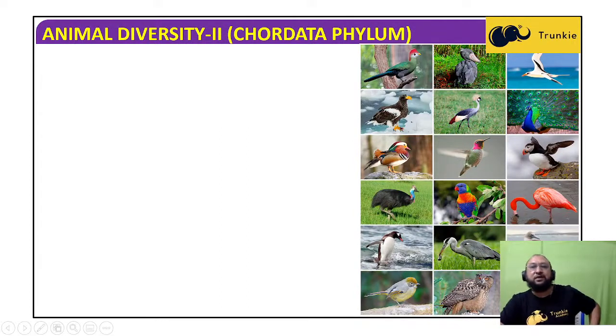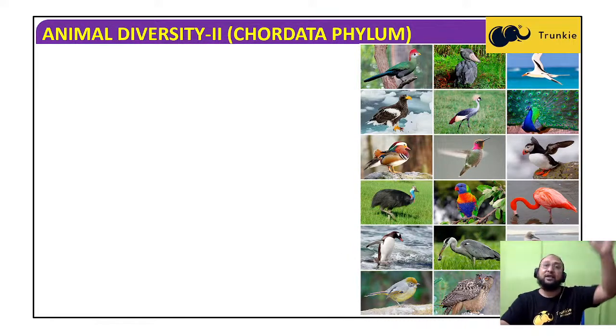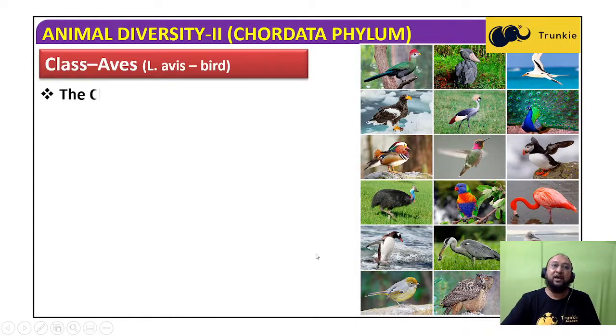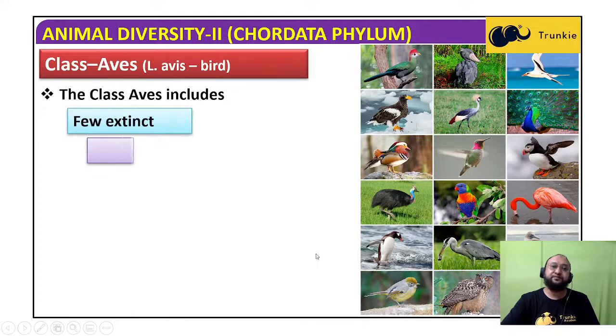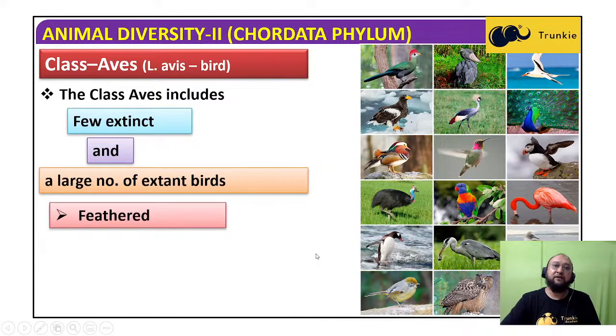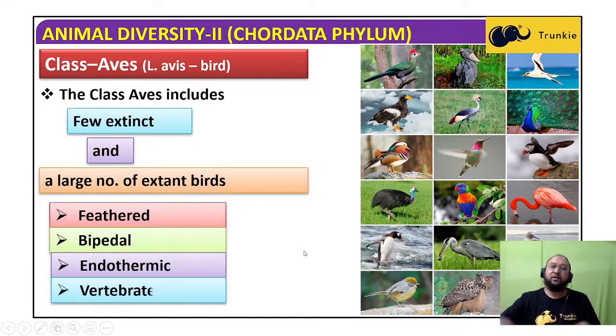When we talk about birds, we see so many different varieties of birds. There are many varieties adapted to an arboreal mode of life. They can fly. The forelimbs, the front limbs, are modified into wings. The class Aves includes a few extinct and a large number of extant birds. Their body is covered by feathers. They are bipedal, they walk with the two hind limbs. They are endothermic, or homeothermic.